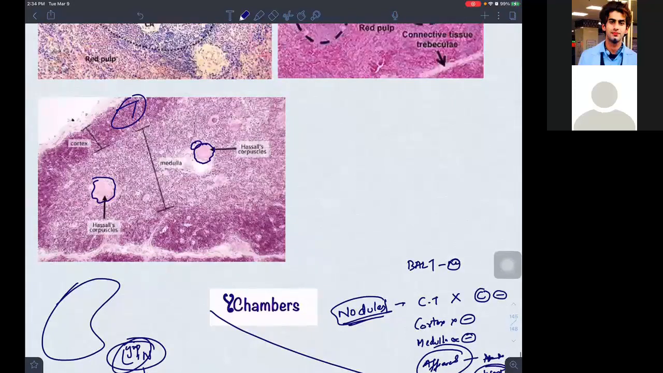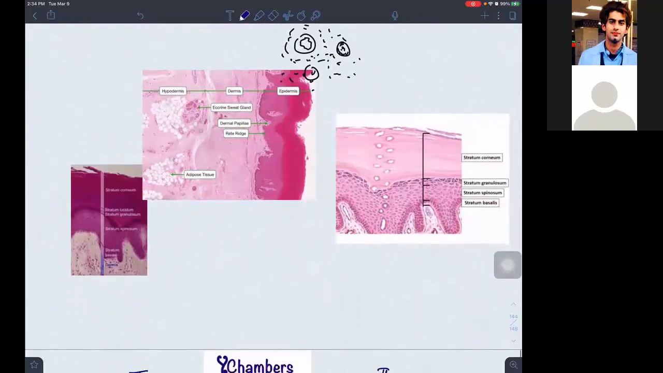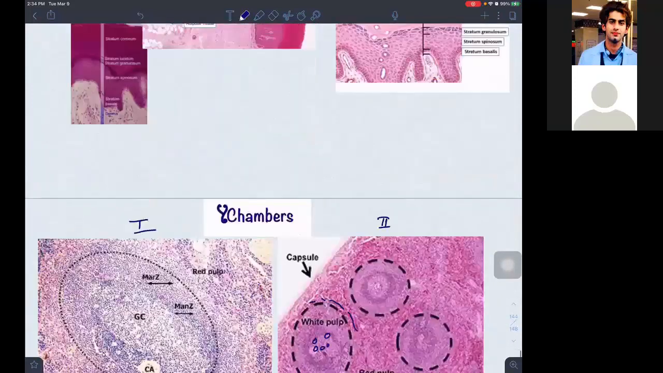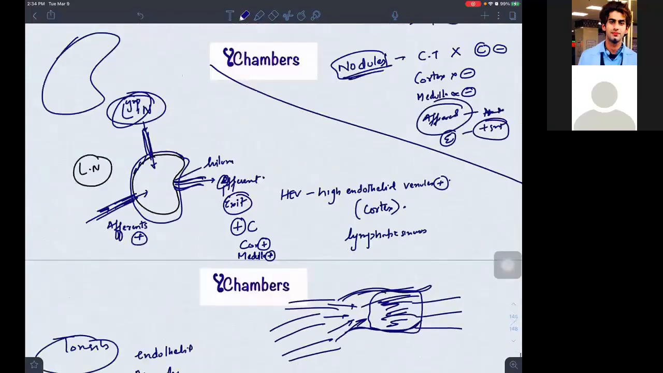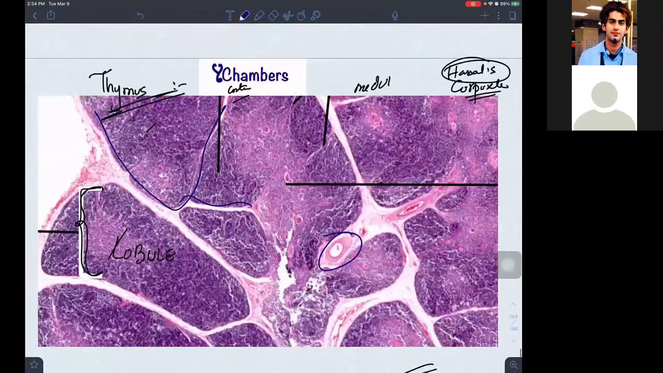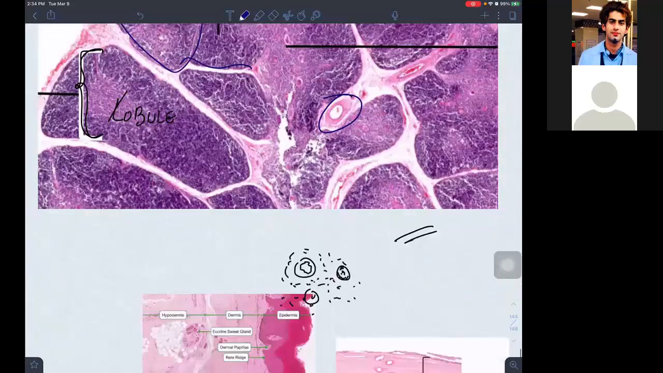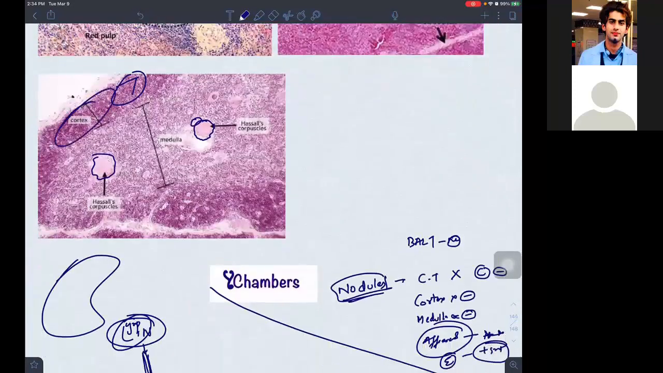Okay, I ask you one thing. Thymus, cortex dark or medulla dark? Let us check. Medulla, medulla, medulla.